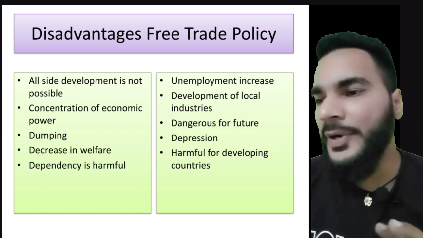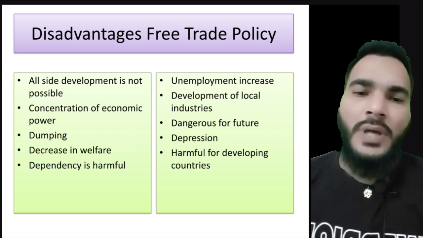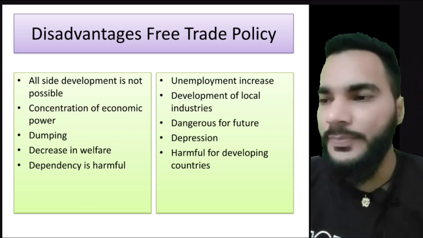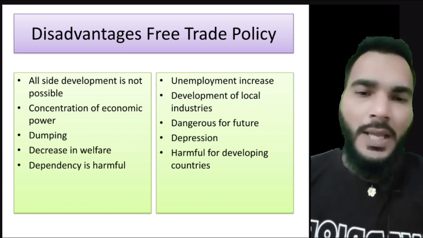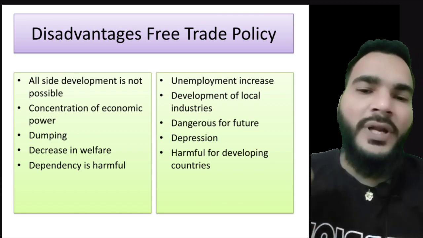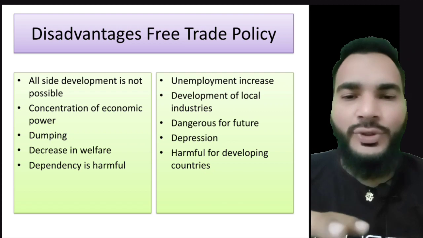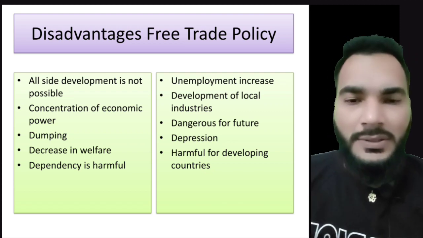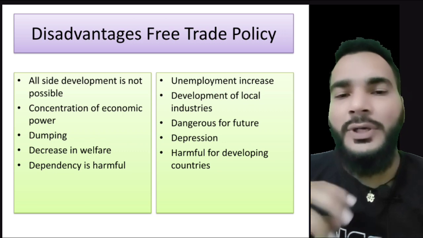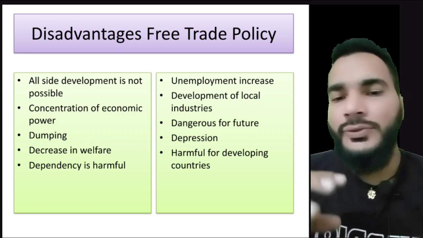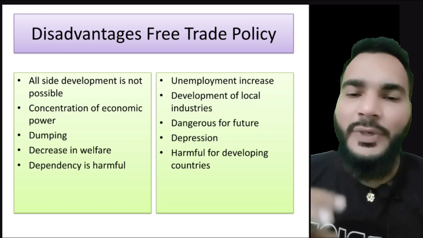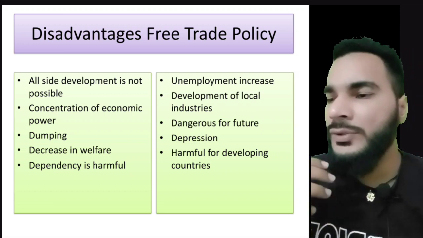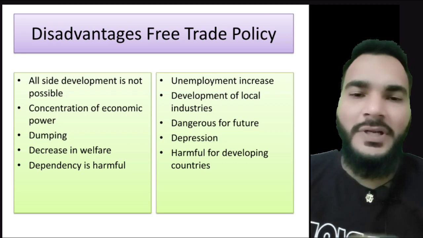Then we have development of local industries. How would the local industries develop? That is actually a disadvantage. If you start import and export, that is only for big scale industries. Local industries, small scale industries, would not be able to produce in huge quantity, so that is not good for them. They would not be able to compete with the big scale industries. That is actually harmful for the small scale industries.